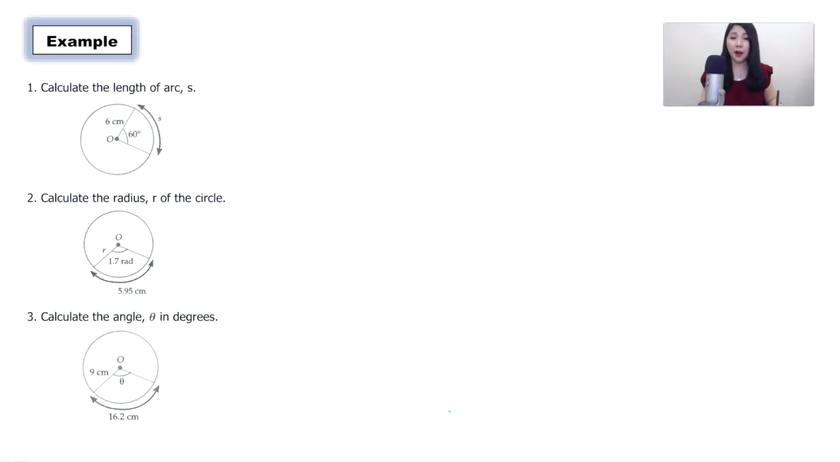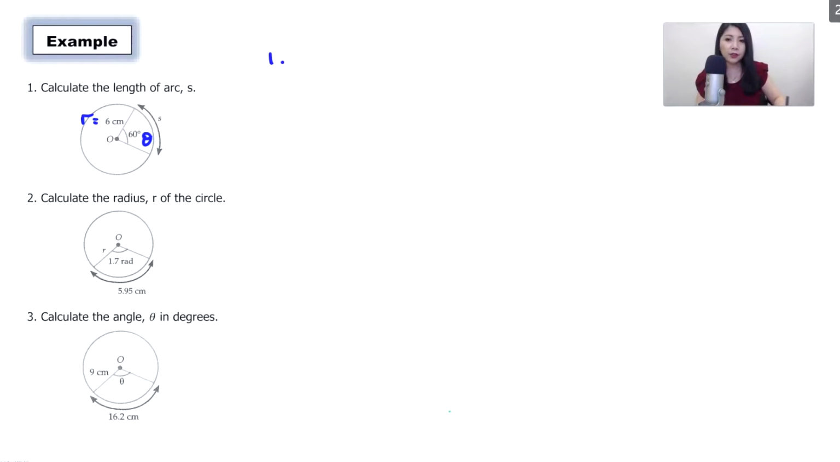Let's look at these examples. To find the length of arc, which is S, we're going to use the formula S equals r theta. And remember that theta must be in radians, okay? So let's look at question number 1. Calculate the length of arc S. It's given that r is equal to 6 and theta is 60 degrees. So later we have to convert the degrees into radians, okay?